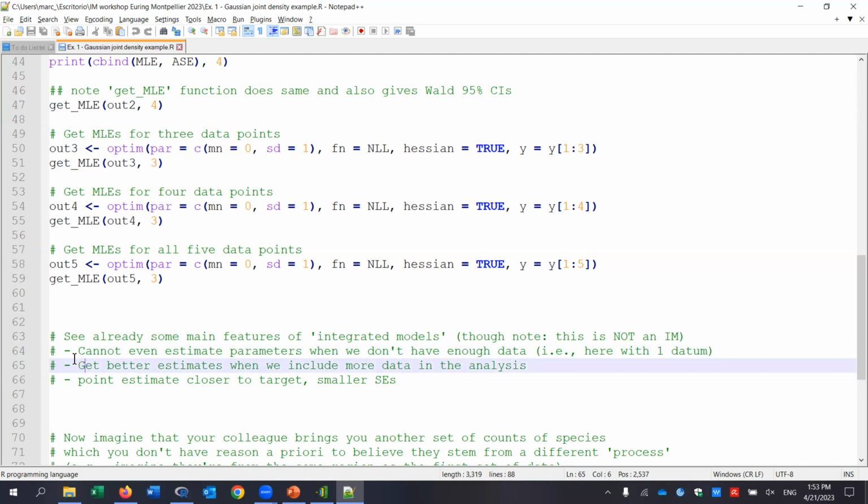So better, especially in the sense of precision. Usually with more information, we get a higher precision, meaning smaller standard errors and narrower confidence intervals than with less data. So a fundamental principle of an integrated model is always that we have more data, more information. Therefore, we should get better estimates in the sense of estimates that have a higher precision. Yeah, and that's about what I want to show here.